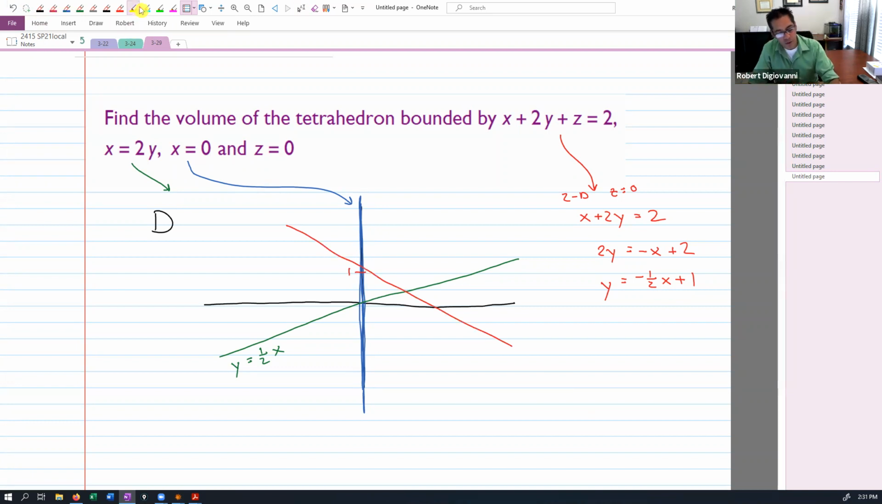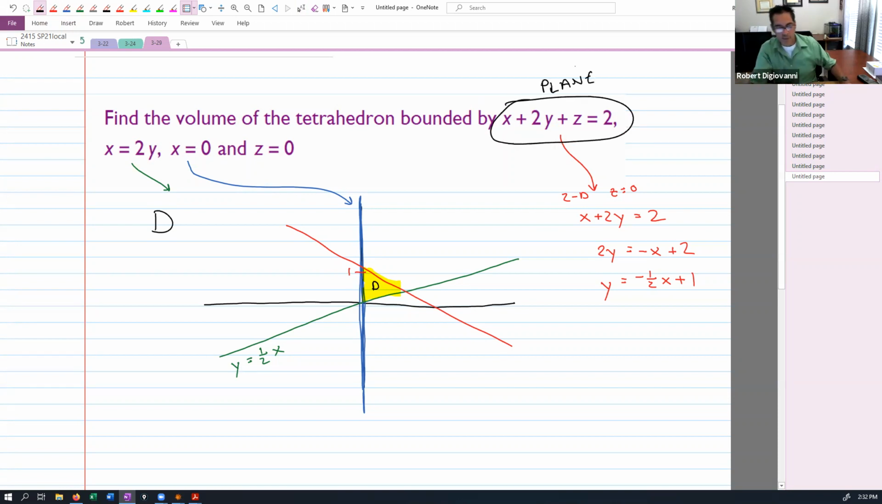So the domain on the ground that contains both X equals 0, this line and this line, is going to be this region right in here. That's our D. Now, the surface above it, the tetrahedron that's above it, is dictated by this plane.